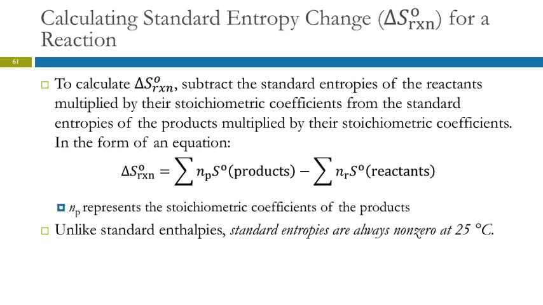A big difference here from calculating standard enthalpies is that at 25 degrees Celsius, standard entropies are always non-zero, whereas standard enthalpies often were zero for elements, right? And so you could just leave all the elements out. Here you can't leave anything out.